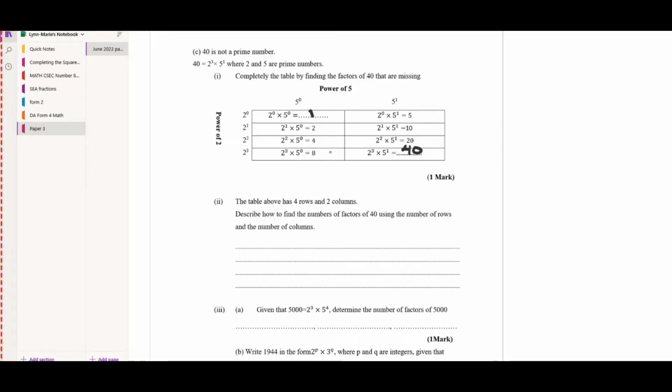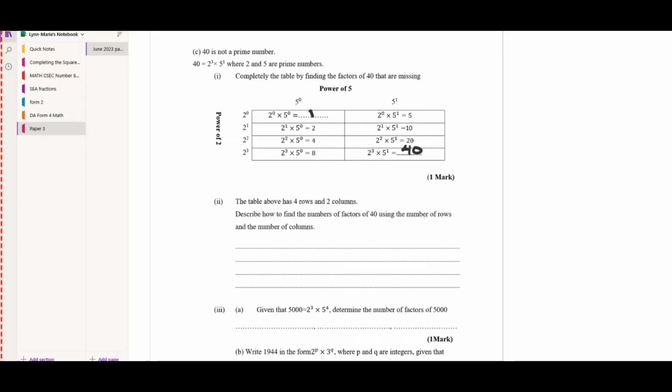Or you could have simply said, if you look at the relationship, you're multiplying this by 5. 2 by 5 is 10. 4 by 5 is 20. 8 by 5 is 40. You could always just check that out.